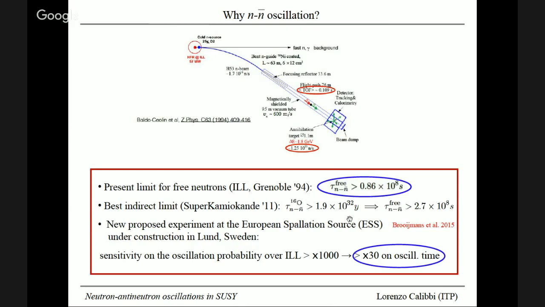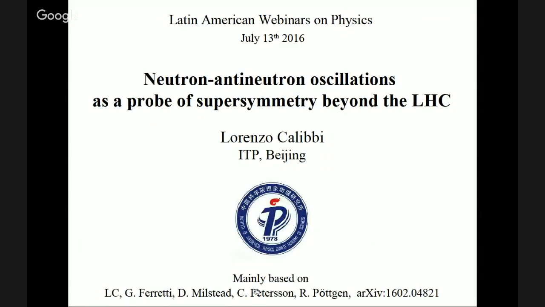Then, relying on some nuclear physics, you can translate this bound, which is very stringent in terms of lifetime, but the processes, as we will see in a minute, are very different if the neutron is in a free state or bound in the nuclei. It can be translated to a bound on the oscillation time.